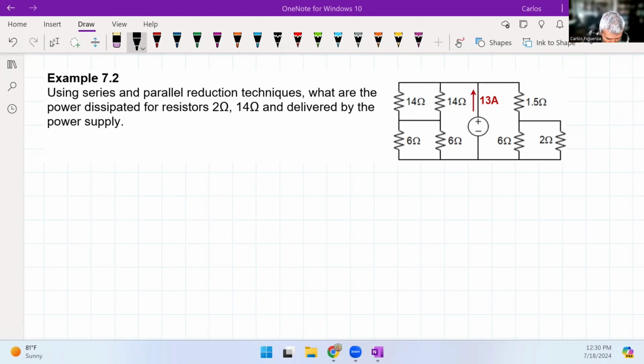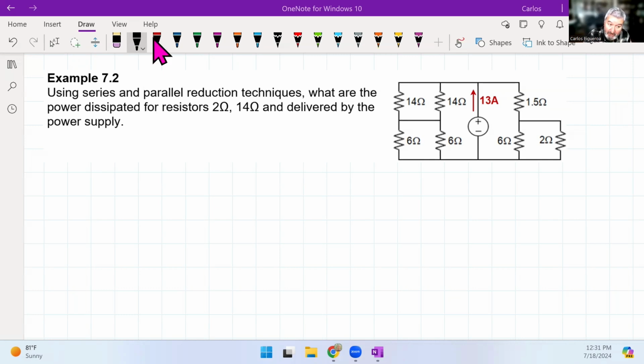Example 7.2, using series and parallel reduction techniques, what are the power dissipated by resistors 2 ohm, 14 ohm, and delivered by the power supply?